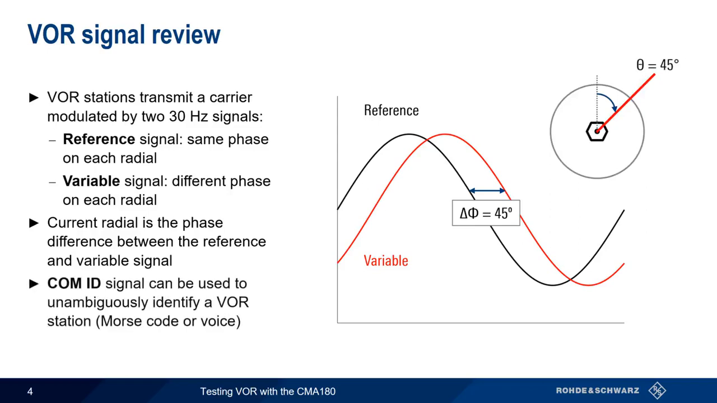The COM ID signal component isn't used for determining the current radial, but rather contains a Morse code or voice signal that can be used to unambiguously identify the VOR station.